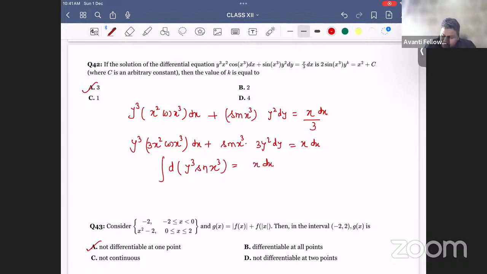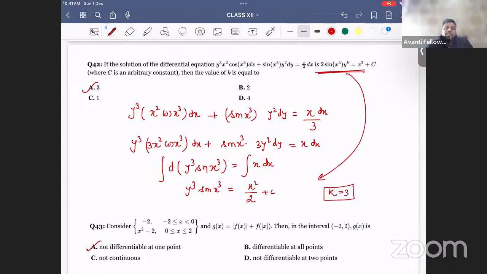Then integrate both the sides. So it is y cube sin x cube is equal to x square by 2 plus constant. Got it? Now if you compare it with this, what do you get? That is going to be 3. Am I clear? This k is going to be 3. Clear enough?